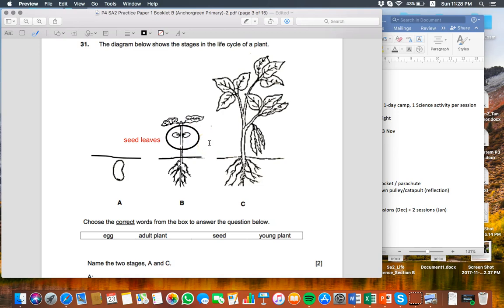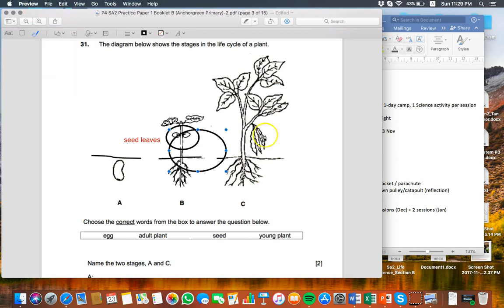A seed leaf actually provides food for the young plant before it grows its leaves to make its own food. So seed leaves are usually present in a young plant because a young plant has not grown its leaves yet to make food. So it depends on the seed leaves for food. And you compare it to C. C is definitely not a young plant because, let's circle it.